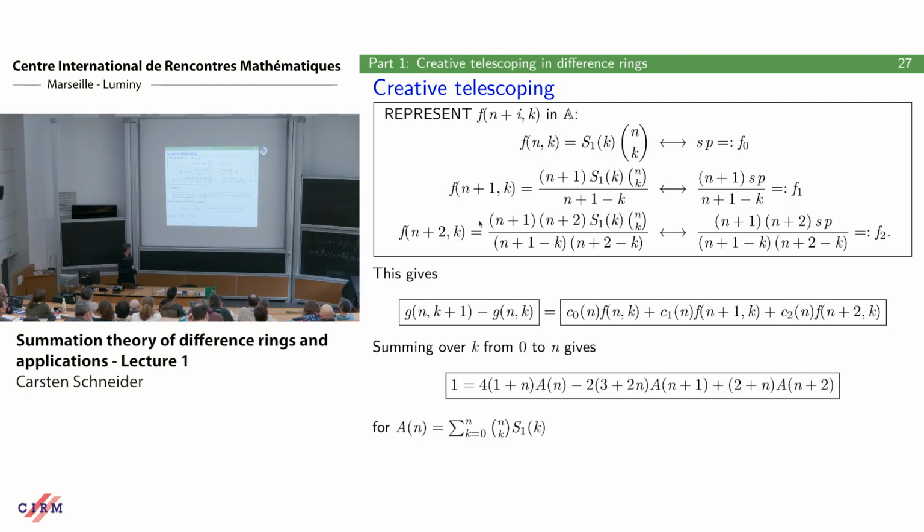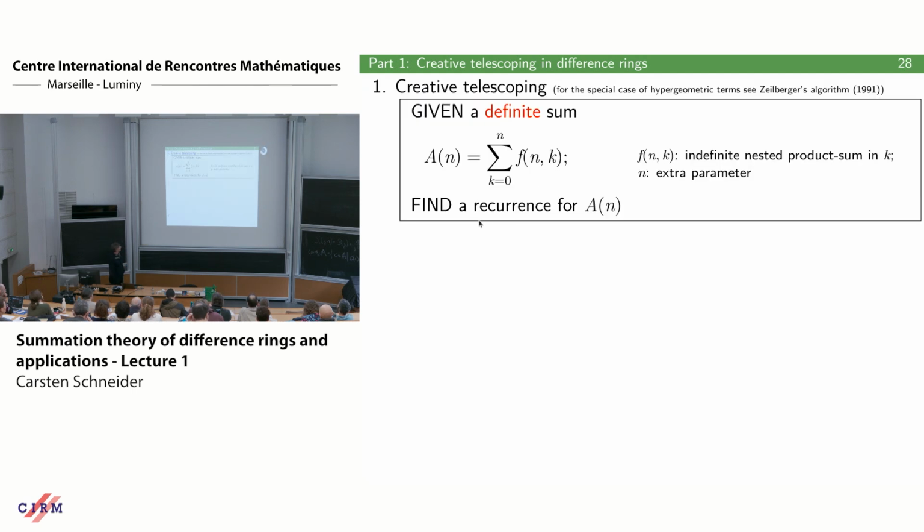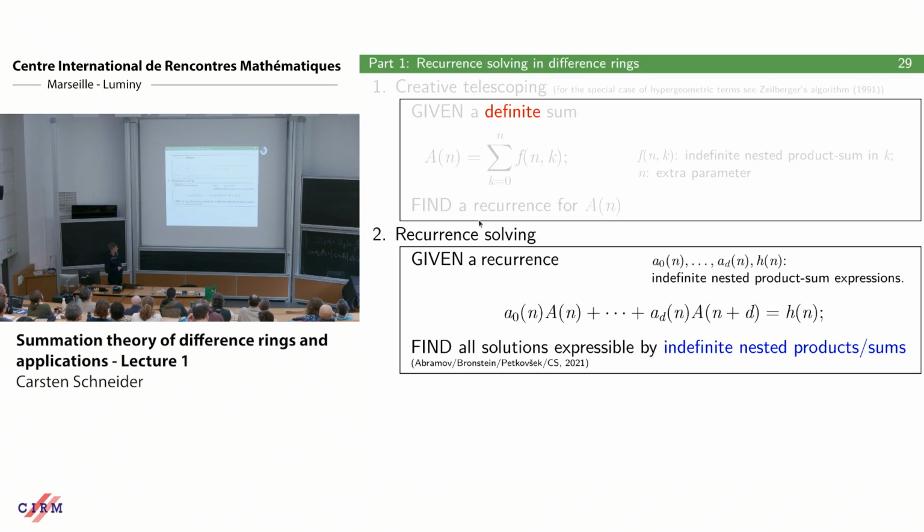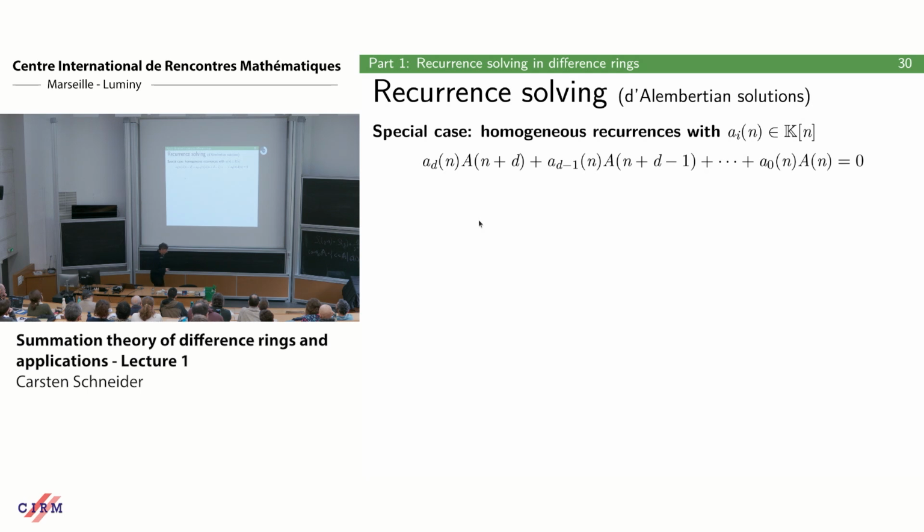We sum over that, and then we find that recurrence. Now we have basically done this level. I want to solve the recurrence now, so I'm on this level. And here you look basically for d'Alembertian solutions, and the idea is that I factor the operator. So here you see a recurrence. For simplicity, I just look for the homogeneous version, so the right-hand side is 0.